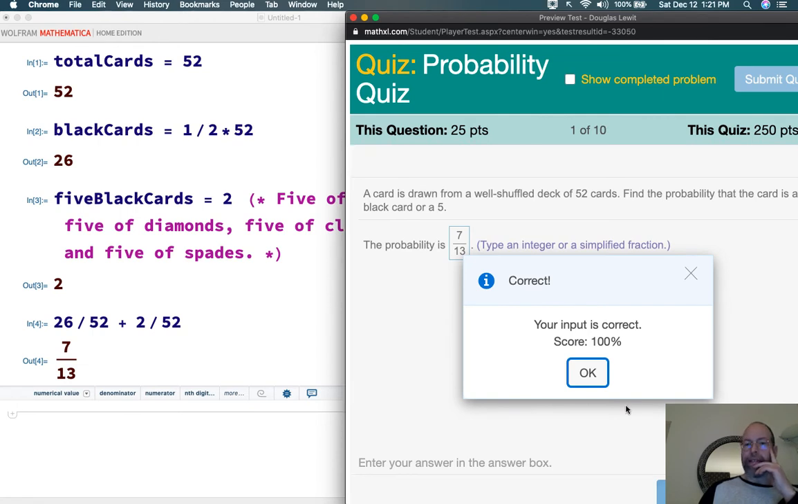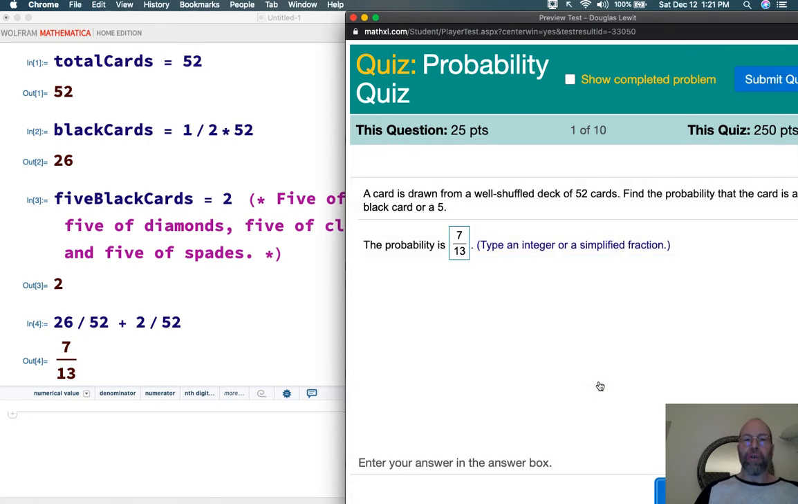Okay, so why is it telling me it's right? I thought it was going to be wrong. Oh, I see, because it's an or. It's an or. Okay, it is just simple addition. And so yeah, that is going to be the answer.